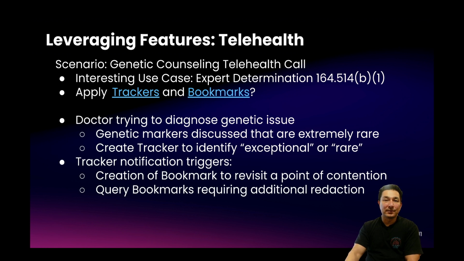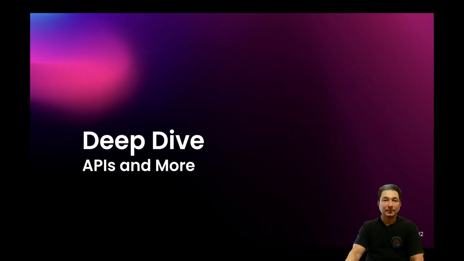From that point forward, we could query for specific bookmarks in all conversations to trigger this review process. This is a very specific scenario, but it showcases the ability to use other capabilities of the platform besides our redaction feature that could be used to keep personal information safe. Now that we've gone over some of the capabilities, let's go ahead and do a deep dive and look at some APIs relating to redaction.